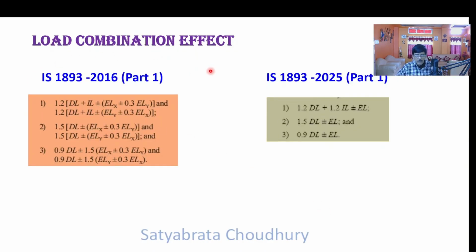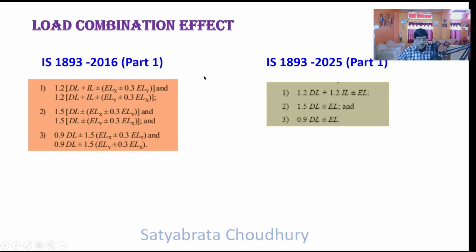The load combination effect also has some bearing on this computation. In the previous code, load combination was 1.2 dead load plus live load plus earthquake load, or 1.5 dead load plus earthquake load. So earthquake load was multiplied by the partial safety factor in the previous code. In the new code, the earthquake load you can see here is not multiplied by any partial safety factor. So this will make a difference now.